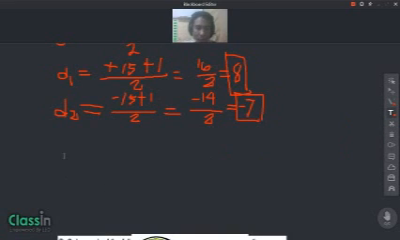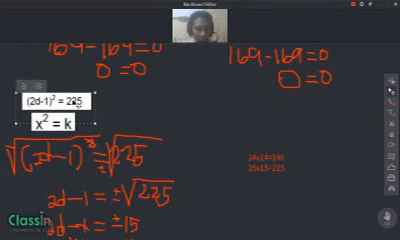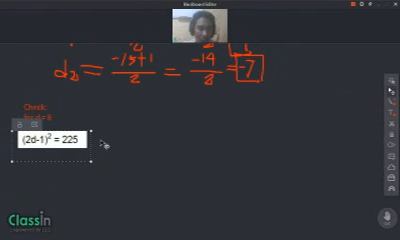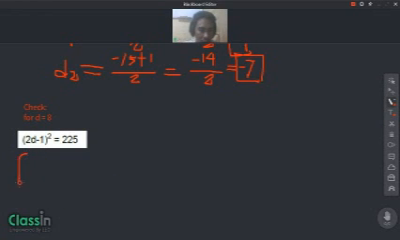Now, let us check our answers. For d equals 8, we will copy again first our equation, and then we will substitute the value of d. So we have (2 times 8 minus 1) squared equals 225.